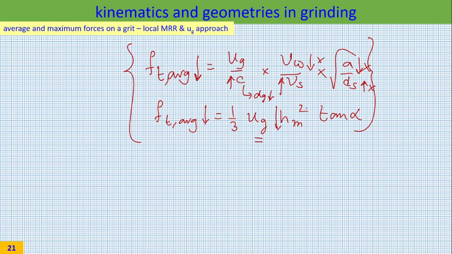Now let us see how we can take the local material removal approach and go towards finding an expression for FT average.